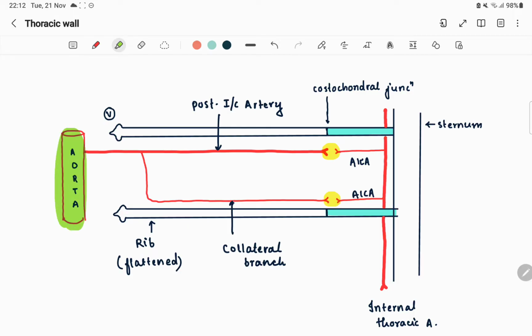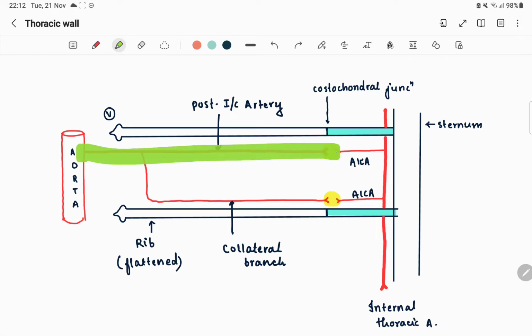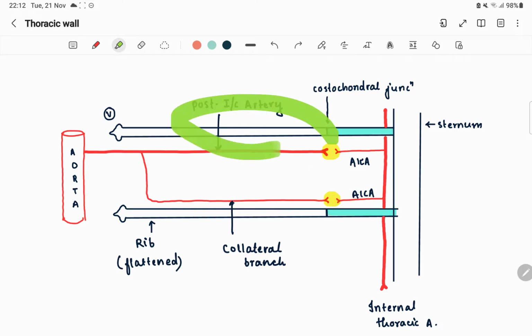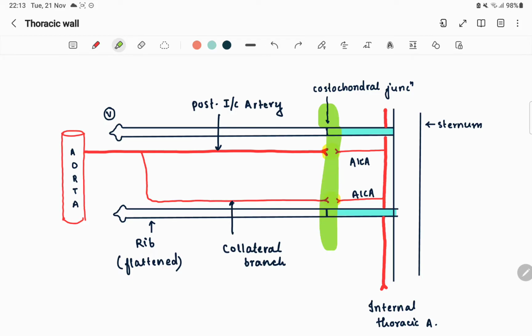And this aorta is giving a posterior intercostal artery and a collateral branch of the posterior intercostal artery. So this posterior intercostal artery is fusing with one of the AICA, and this collateral branch is fusing with another AICA. So you can say that the posterior intercostal artery is fusing with the anterior intercostal arteries. Okay, the two anterior intercostal arteries, one is the posterior intercostal artery, and one is the collateral branch of your posterior intercostal artery, and they are fusing at the costochondral junction.